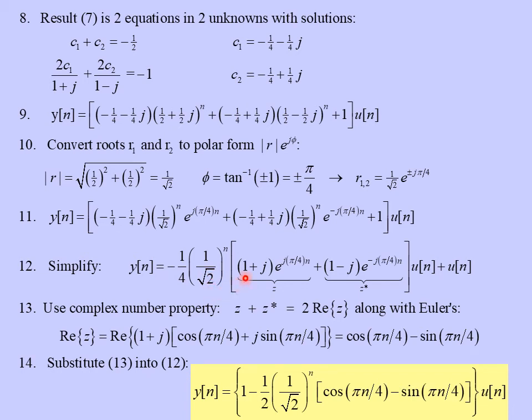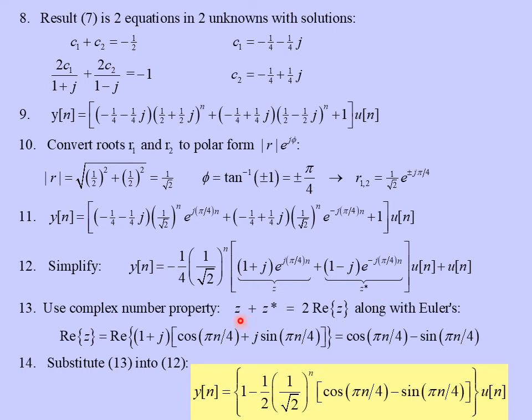What's left is the addition of these two terms here. So one is 1 plus j times this exponential, and the other is 1 minus j times the exponential, but notice there's a minus sign up there. If you look at these two terms carefully, you'll notice that they are complex conjugates of each other, because wherever there's a j here and a j there, it becomes minus j here and minus j there. So if we call this term here z, then this term here is z star, the complex conjugate of z.